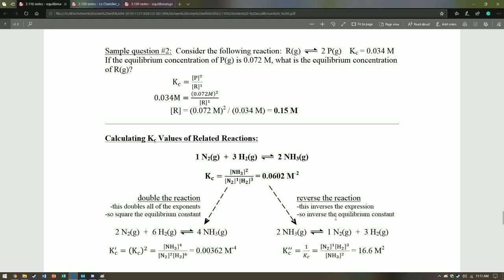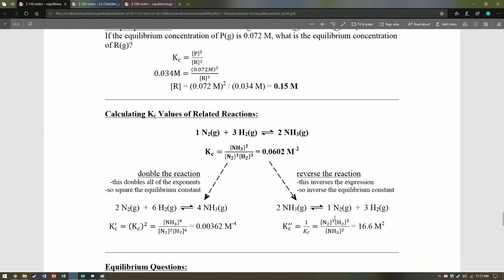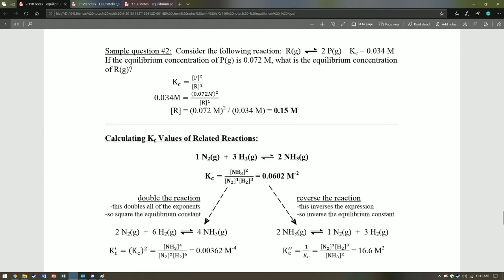And if you reverse the reaction, you invert Kc. You just take the reciprocal of Kc. That also makes sense because if you reverse the reaction, you put these here and those here, which happens to be the inverse of Kc.